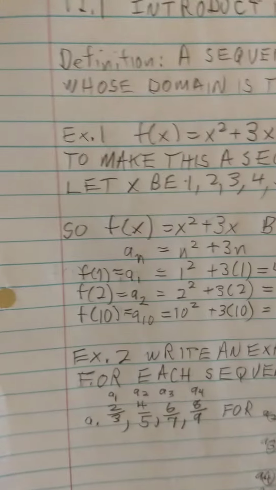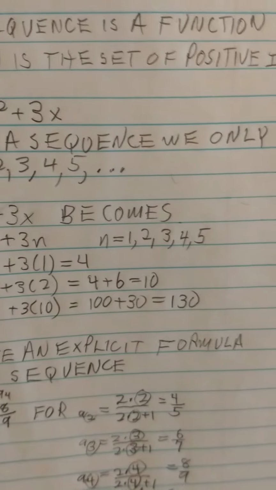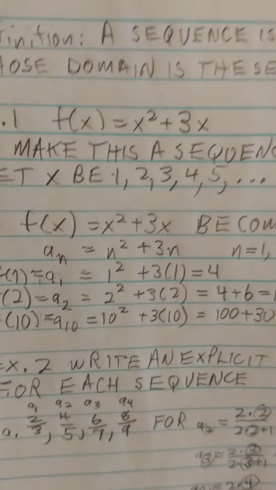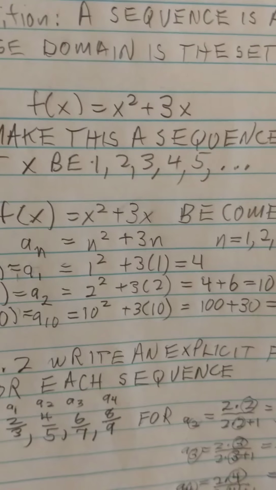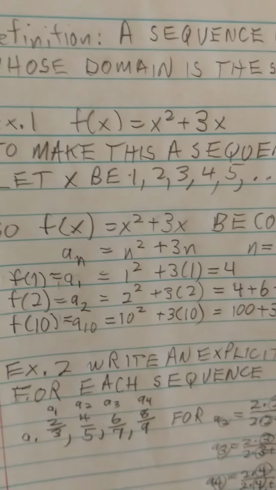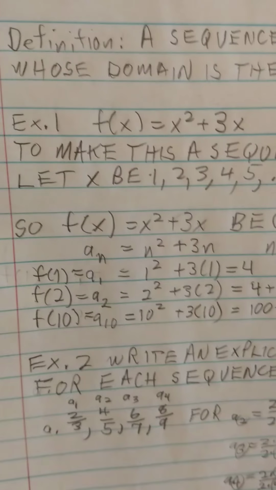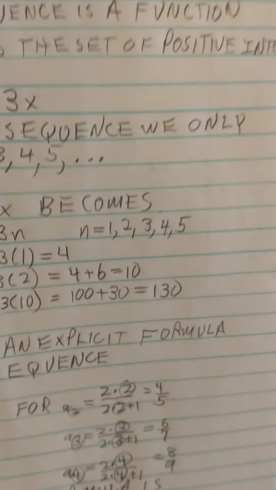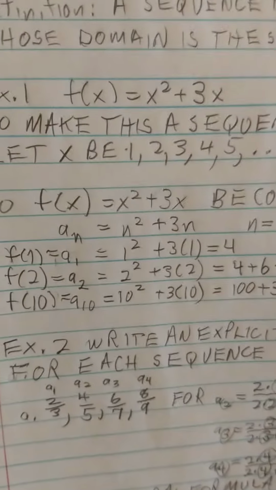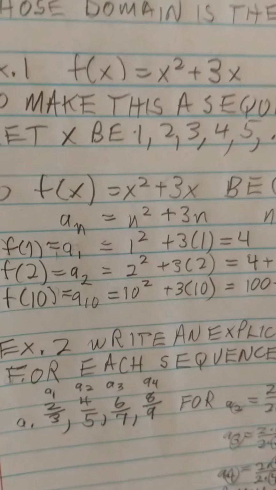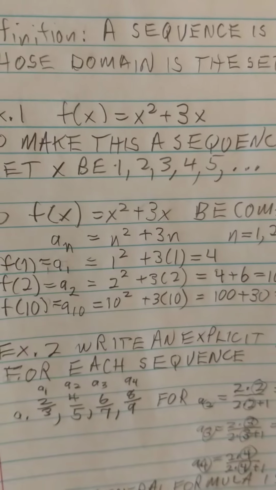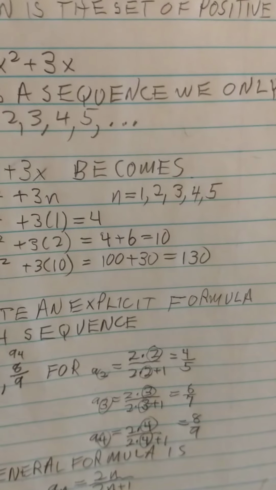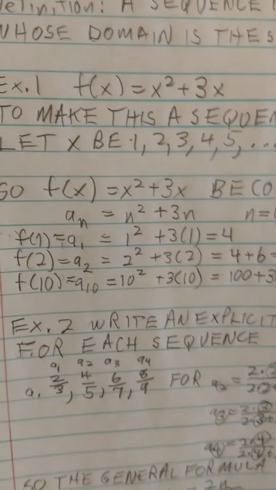Now to make this into a sequence, we only use x as 1, 2, 3, 4, 5, and so on, positive integers. So if we make the function f of x equal x squared plus 3x, and now to turn it into a sequence, we make a sub n in place of f of x equal to n squared plus 3n, where n is 1, 2, 3, 4, 5, positive integers. Now we have a sequence.